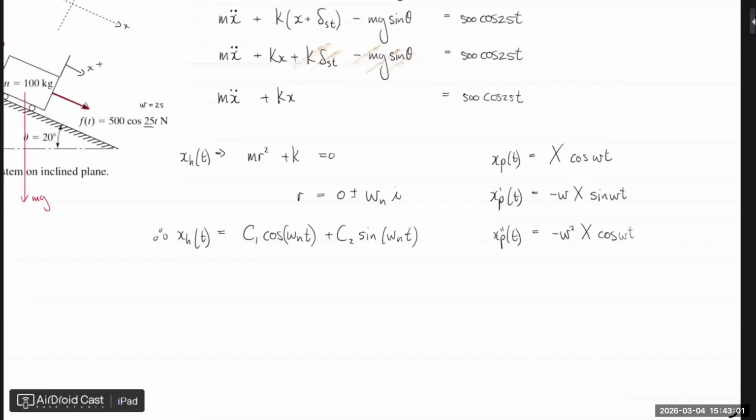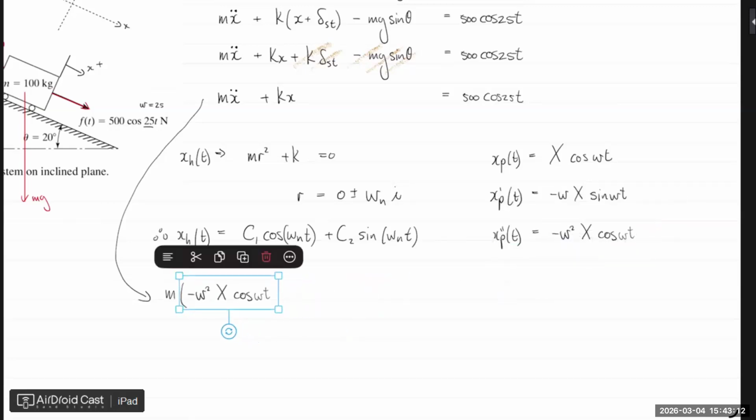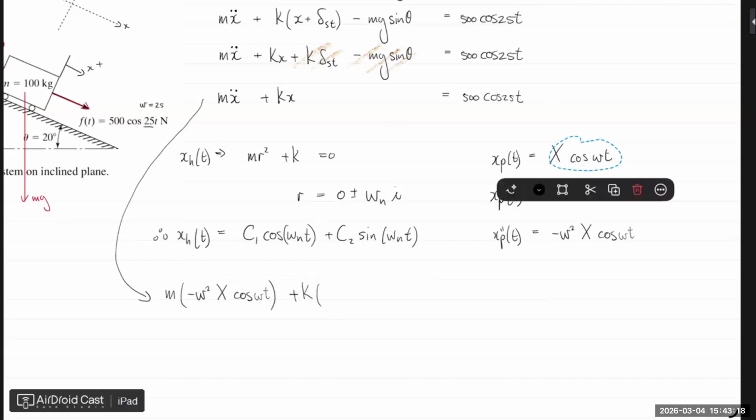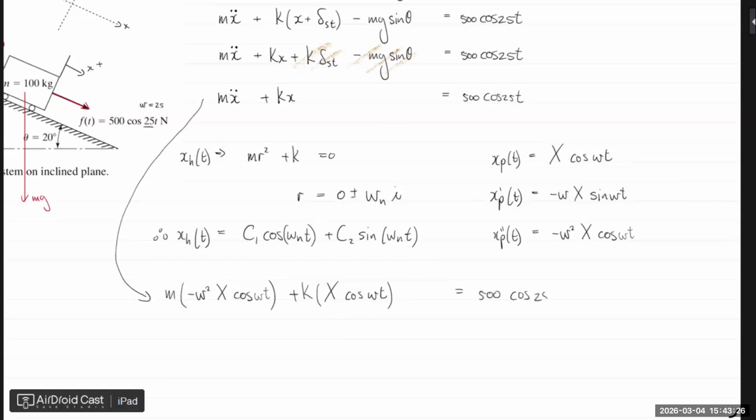Now substitute everything back into that equation that we derived ourselves. Then we have m, and then the second derivative, plus k times the function as it stands, which is equal to 500 cos 25t. Which, remember, this omega is also 25. So you could have substituted in 25. So again, we see the cos t's will cancel.